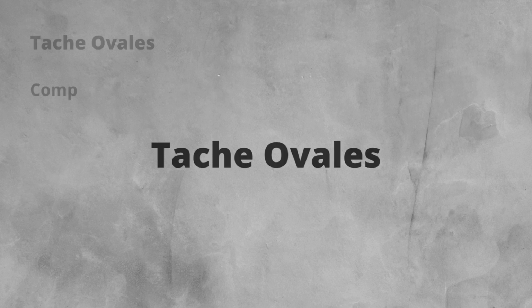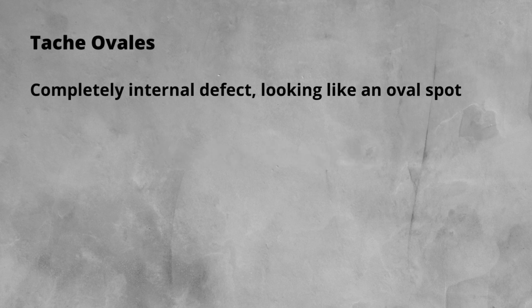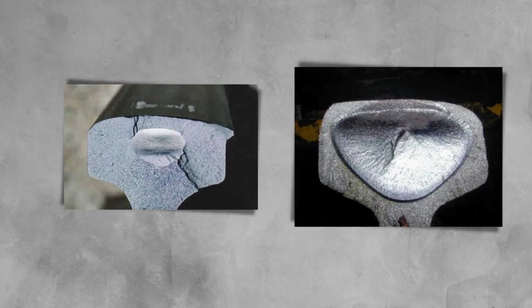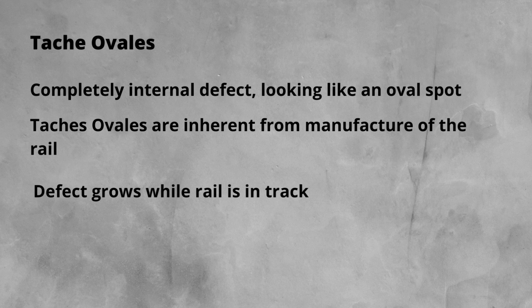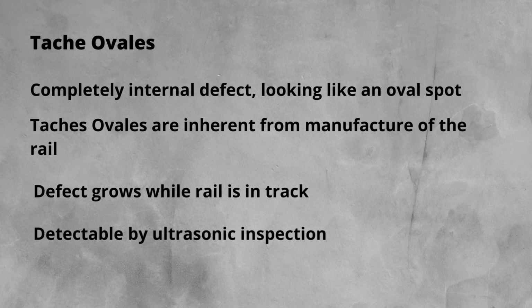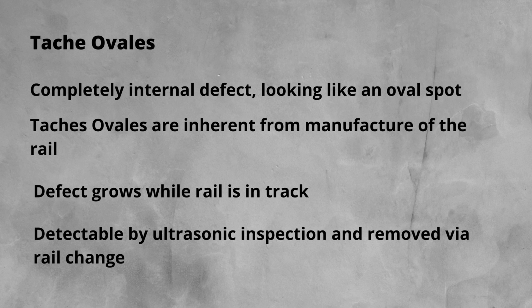The name comes from the French for oval spot, which describes their appearance. Unlike our other types of defects in this video, Tache Ovales are inherent within the rail from excess hydrogen within the metal. This is a manufacturing defect. It grows as the rail is in the track and subject to load. It is also only possible to be detected by ultrasonic inspection, after which the rail needs to be changed to remove it.